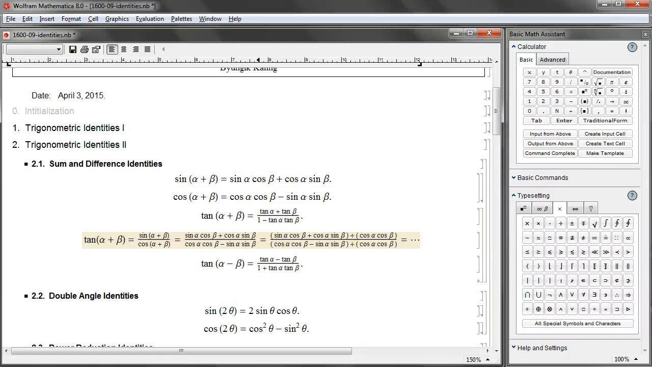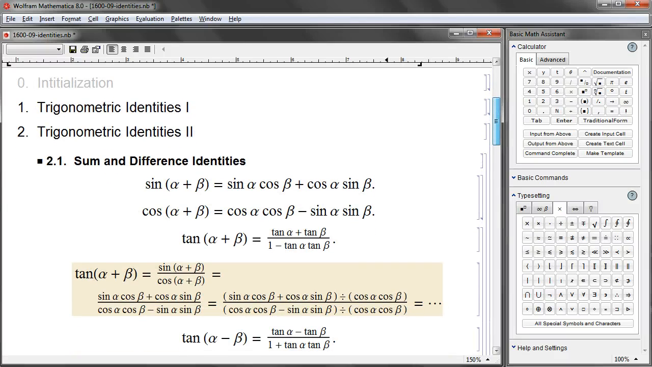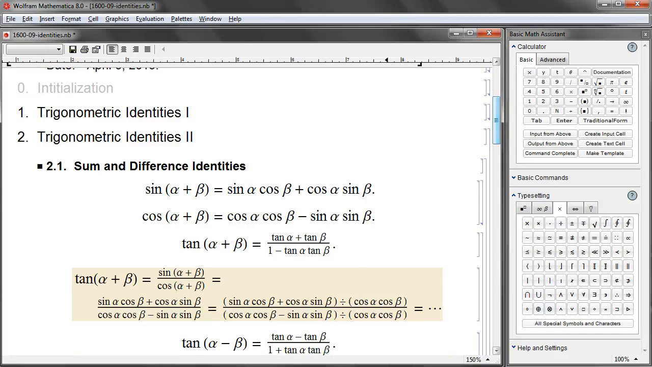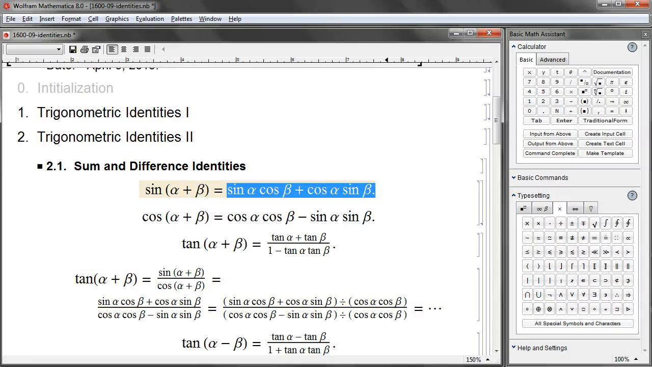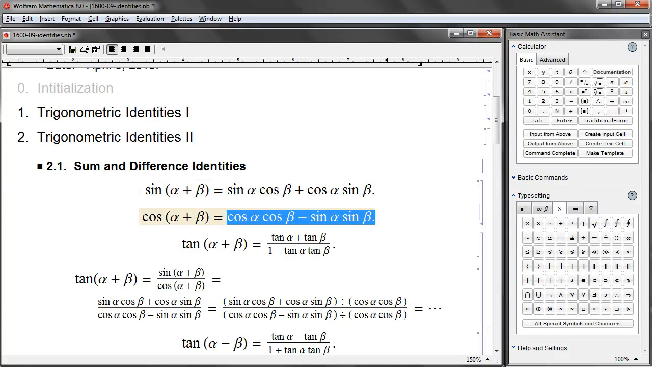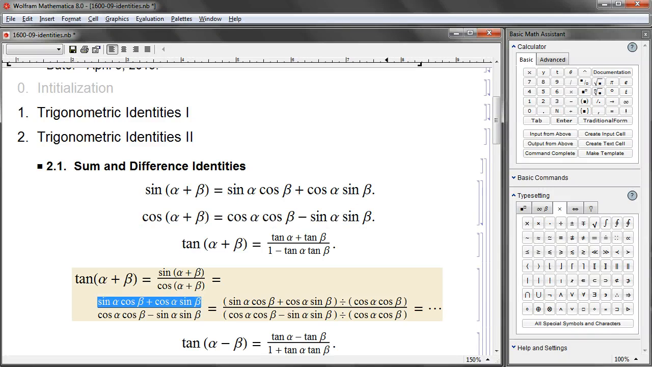Let's improve the font a little bit so that you can see this better. Here's the strategy. Tangent of alpha plus beta is equal to sine of alpha plus beta over cosine of alpha plus beta. You can easily see that because tangent is sine over cosine. And sine of alpha plus beta and cosine of alpha plus beta are right over here, the standard sum identities for sine and cosine. So what do we have? We have this over that.